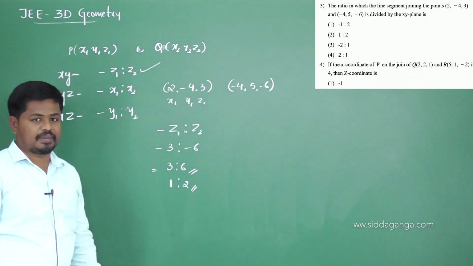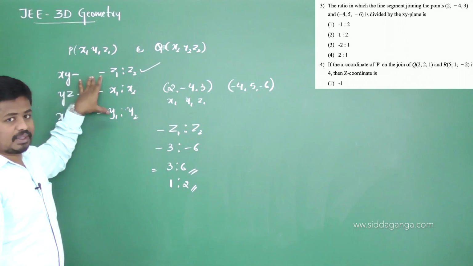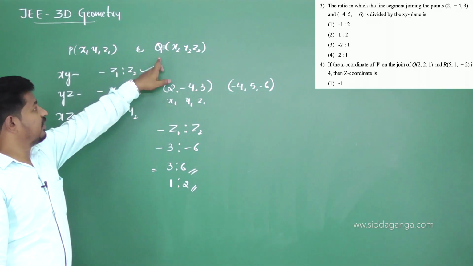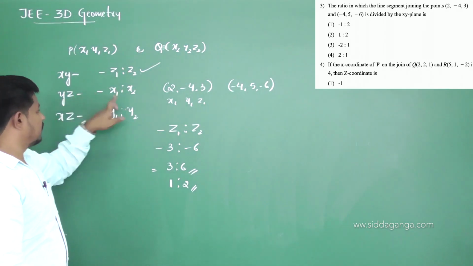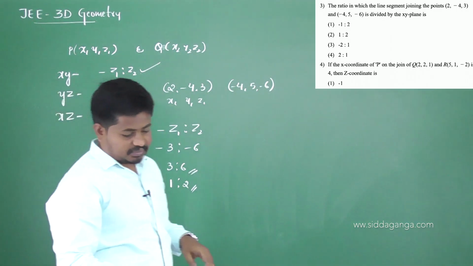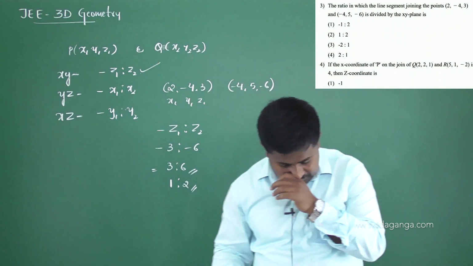So option 2 is the correct one. Students, these are the results we discussed in the previous class, I think, right? The ratio in which the line joining these 2 points is divided by the xy plane is this one, the yz plane is this one, and the xz plane is this one. So using this result, the answer is option 2. It is 1 is to 2.